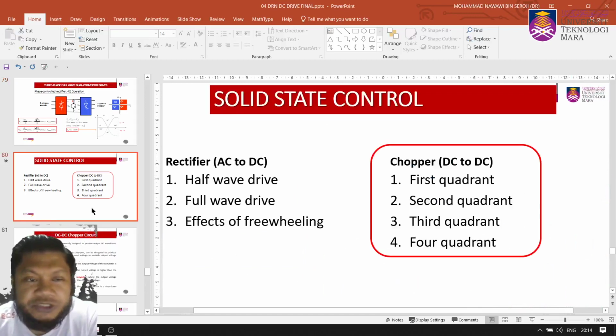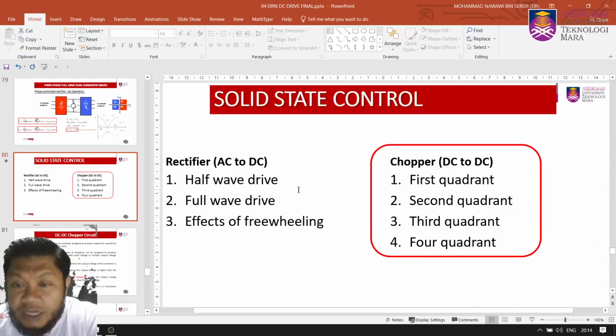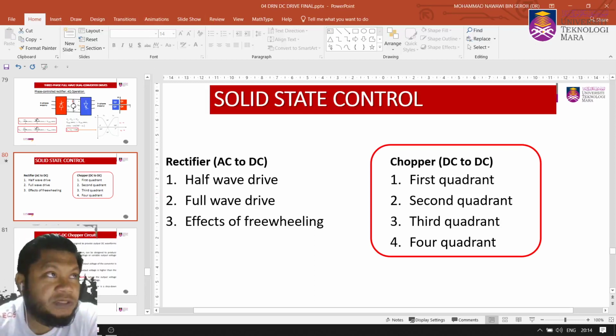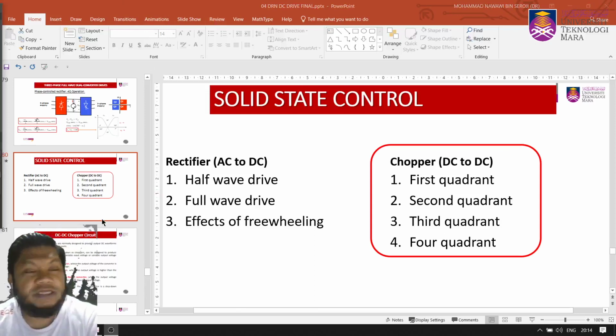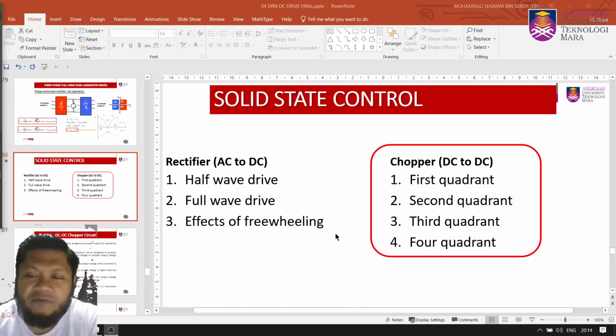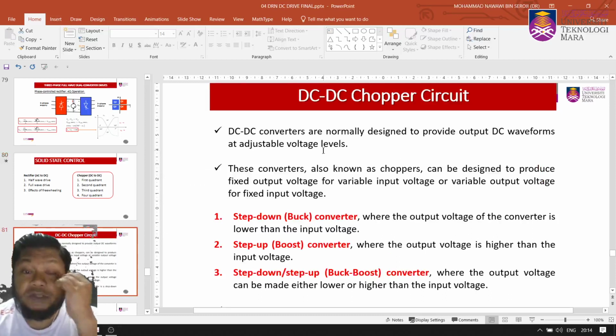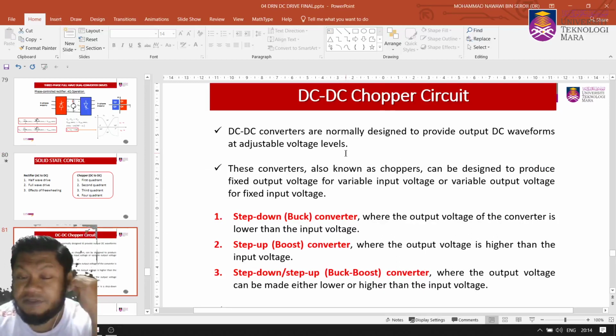Okay, so now we're going to continue with the chopper, or DC to DC. So the input is DC, and then we have the output controlling the DC motor. Again, you can work for first quadrant, second quadrant, as well as 4 quadrant circuits. So first, let's look at the input here. DC-DC converters are normally designed to provide output DC waveform at adjustable voltage level, so you can adjust the voltage so that you can control the speed.